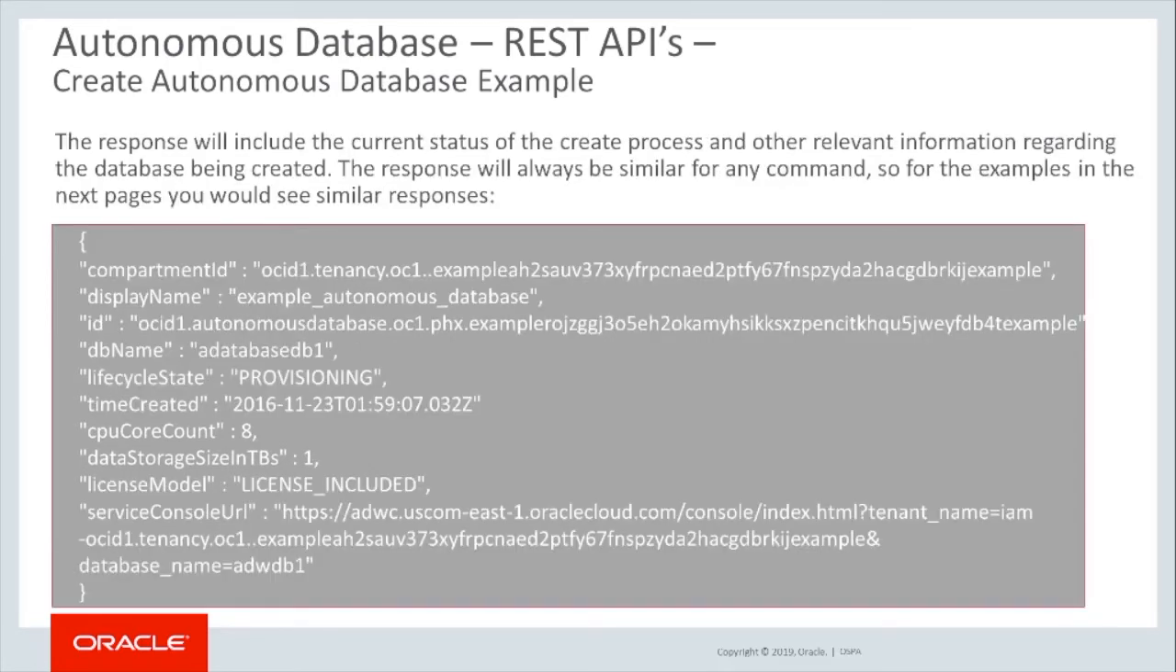The response to an Autonomous Database API command, in this case a create command, will include the current status of the create process and other relevant information regarding the database being created. In this example, we see the database parameters such as the compartment or tenancy of the database, the display name, the name of the Oracle database, the current status of the database, the time of the creation process, the number of CPUs allocated, the number of terabytes of storage allocated, the license model being used, and a direct link to the database console.